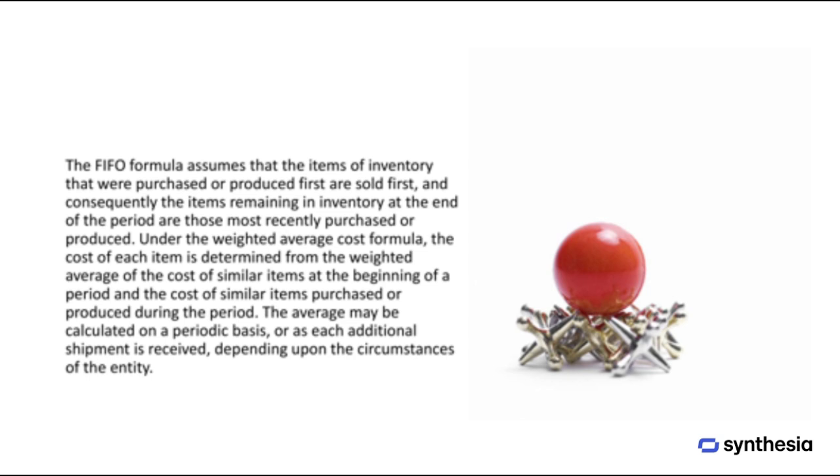The FIFO method assumes that the earliest items purchased or produced are sold first, meaning the inventory remaining at the end of the period consists of the most recently acquired items. In contrast, the weighted average cost method calculates the cost of each item based on the average cost of similar items available at the beginning of the period combined with those purchased or produced during the period. This average can be calculated periodically or continuously with each new shipment, depending on the entity's circumstances.